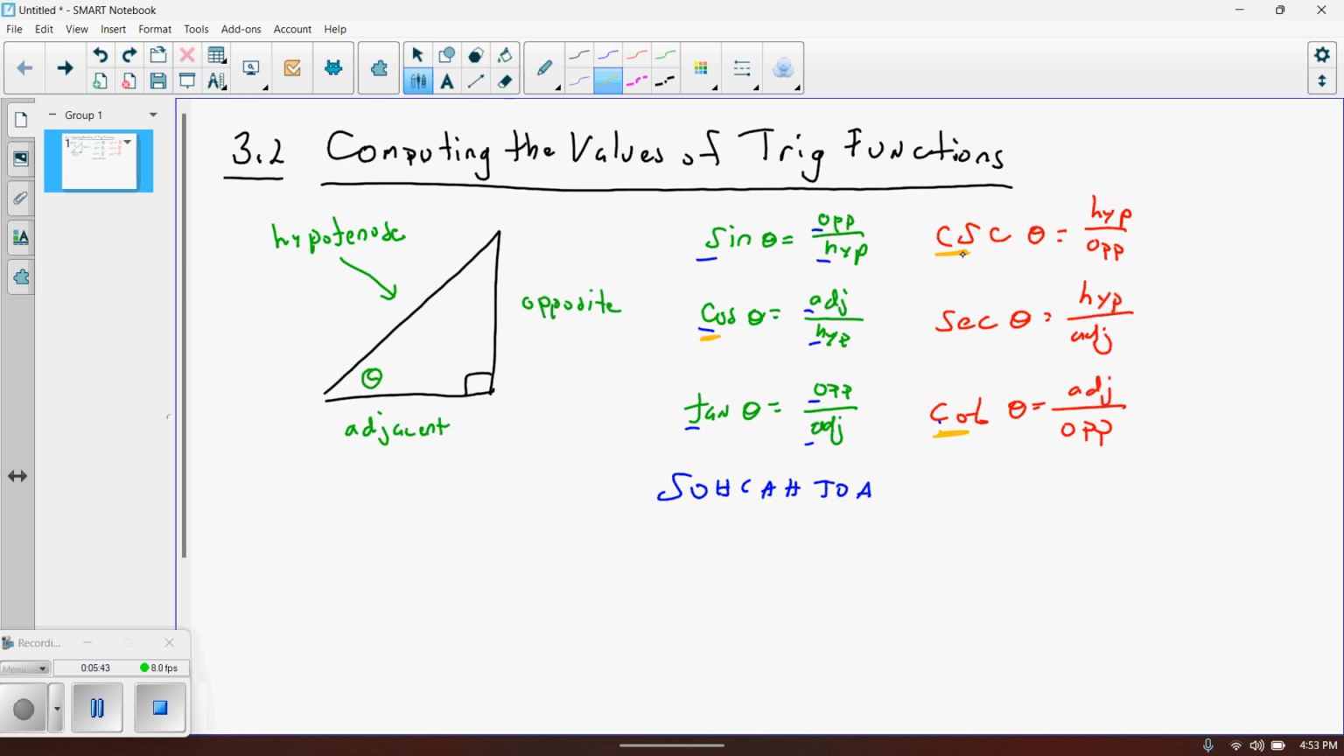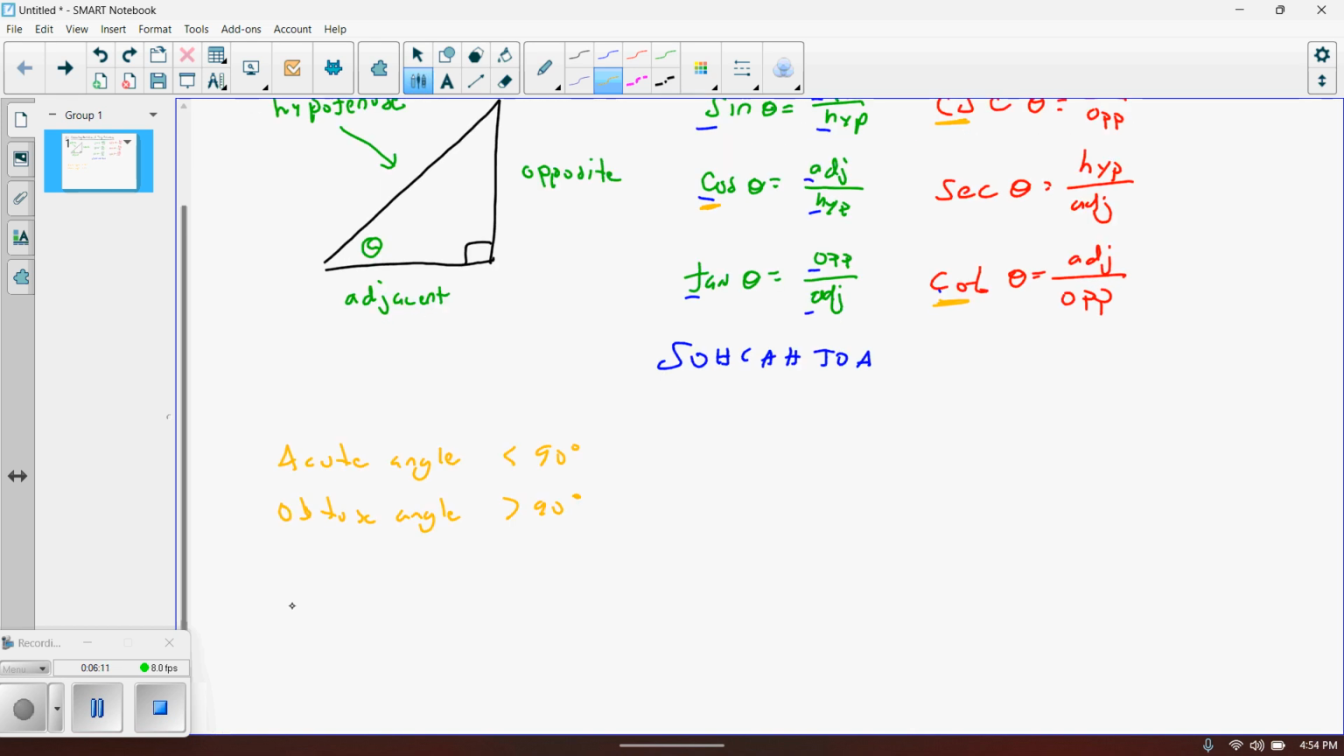We have different types of angles. It's just some real quick vocabulary. If you have an acute angle, that is an angle that is less than 90 degrees. You have an obtuse angle, which is an angle that is greater than 90 degrees. And then you have a right angle, which is 90 degrees. So just vocabulary there, just to make sure we've got that down.